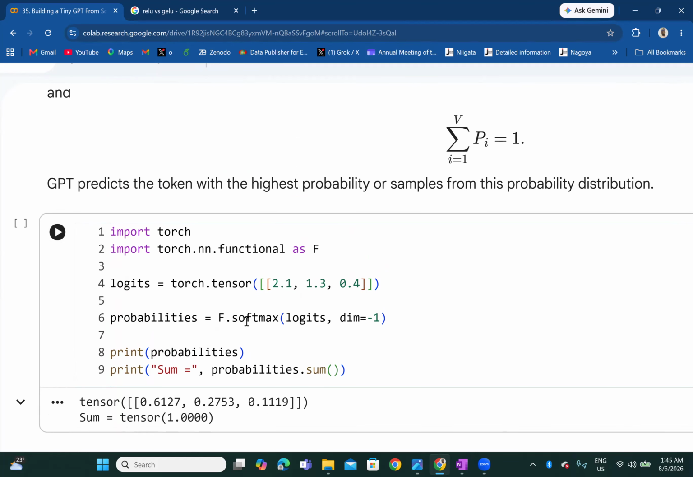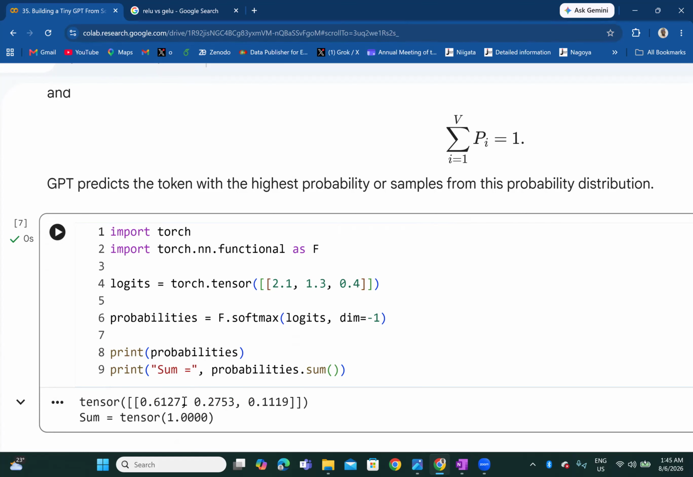The probabilities are then computed using softmax. Softmax automatically takes in the logits in dimension -1. That means e raised to the power 2.1, then e raised to the power 1.3, e raised to the power 0.4, you get the values. Then to calculate the probabilities, you have e to the 2.1 over e to the 2.1 plus e to the 1.3 plus e to the 0.4, and you do that for each of them. By the time you are done, you get the tensor of probabilities.